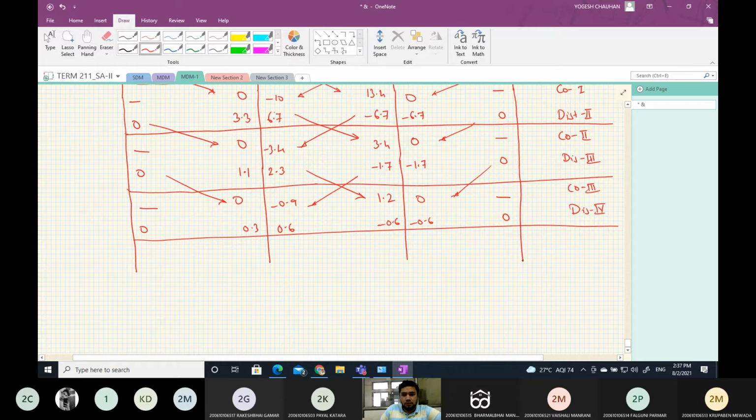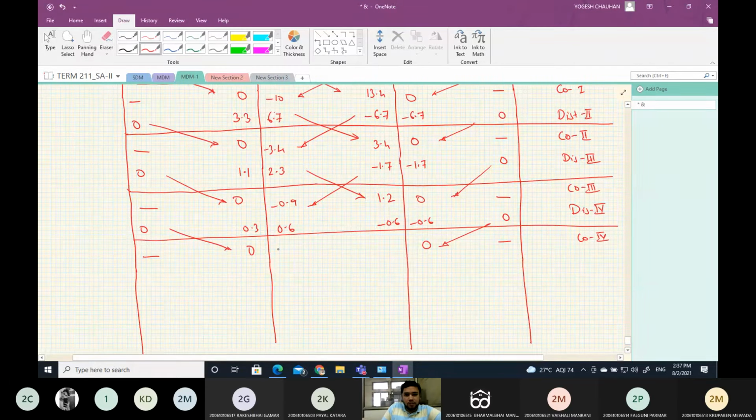Now carry over 4. This cannot be carried forward here. Half of this will be carried forward here. This cannot be carried forward here. Half of this will be carried forward here. This will be minus 0.3, 0.3. Okay, half of this is carried forward here, half of this is carried forward here.